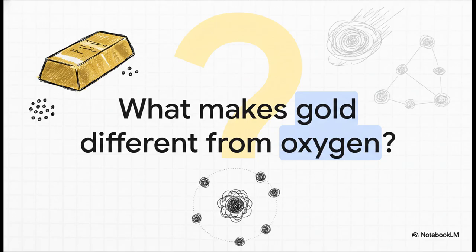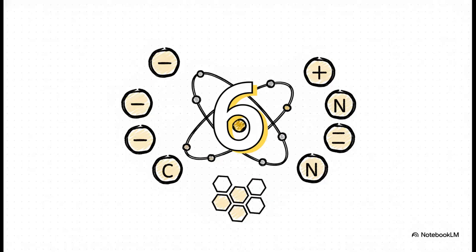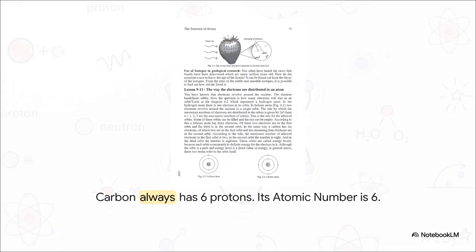What makes gold, a shiny, heavy metal, different from oxygen, the gas we need to breathe? It all comes down to a single, super simple number. And that number is called the atomic number. It's just the number of protons in the nucleus. That's it. This one number, and only this number, is what defines an element. It's like the atom's unique fingerprint or its social security number. It's non-negotiable. Let's grab an example. Say, the number 6. So any atom anywhere in the universe that has exactly 6 protons in its nucleus, that's carbon. End of story. It's not 5, it's not 7, it's 6.